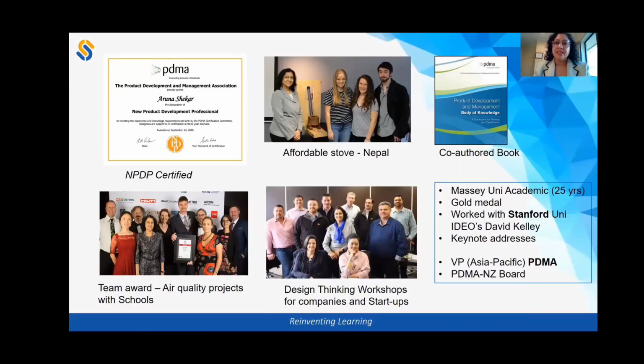So I have been a Massey University academic for 25 plus years in Auckland, New Zealand. I've been teaching product development and product innovation management. I have got a gold medal and a few awards. I've got this certificate on the left top corner, which is from the Product Development and Management Association, and it's called NPDP certificate, which is New Product Development Professional.